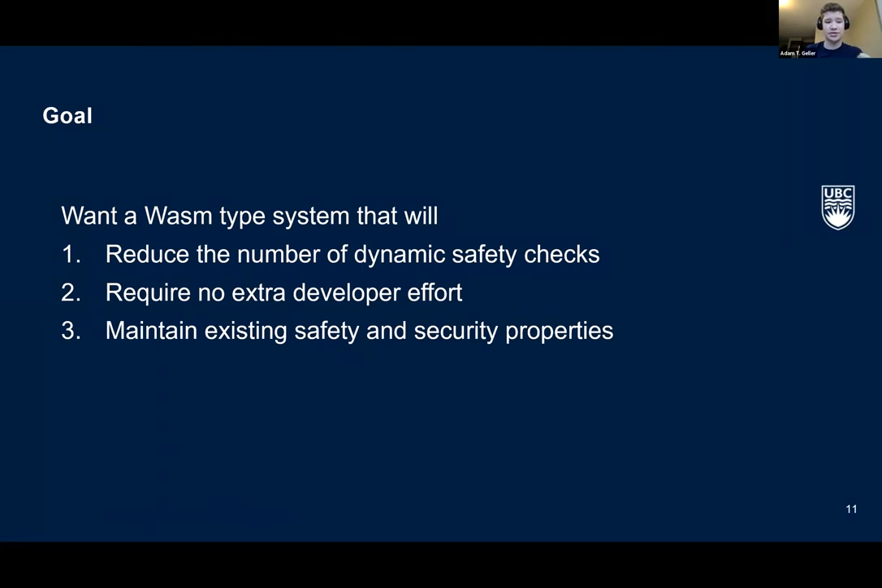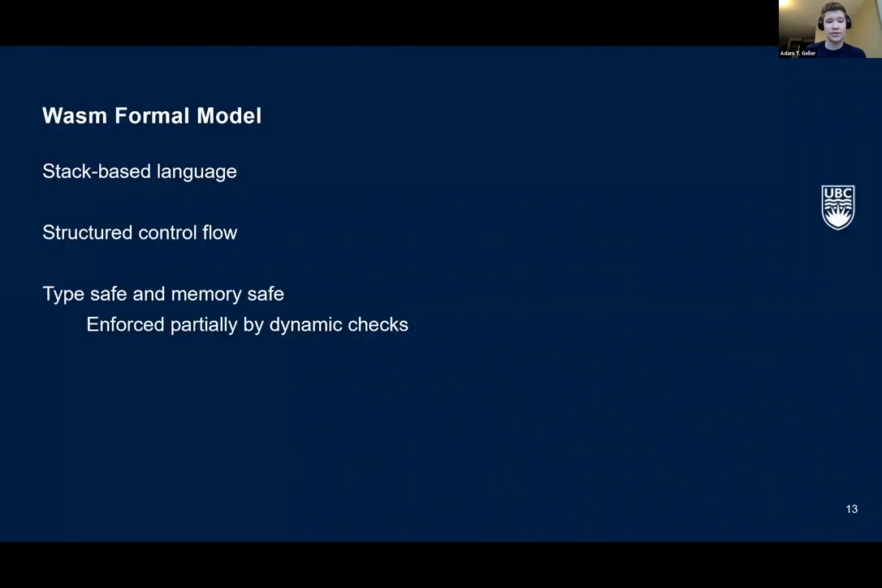So we want to reduce the number of unnecessary dynamic safety checks. We want to ensure that the developers don't have to prove anything or take extra steps. And we want to ensure the same level of safety and security properties as we had previously. So let's take a look at the formal model of WebAssembly and see where these dynamic checks pop up.